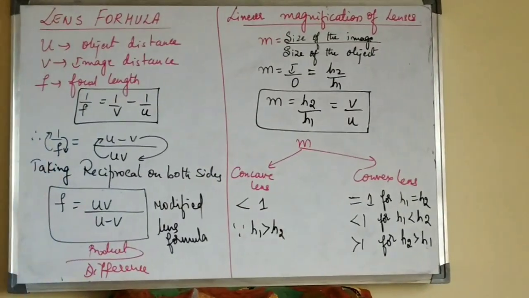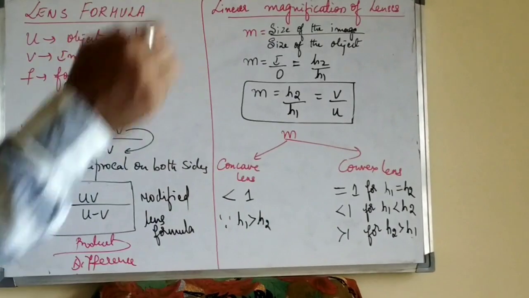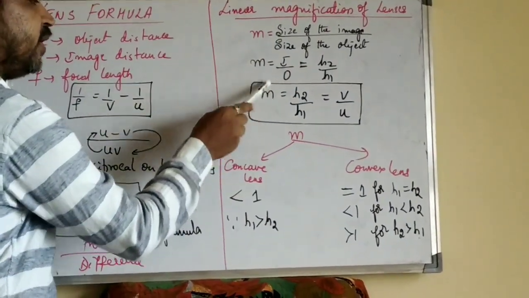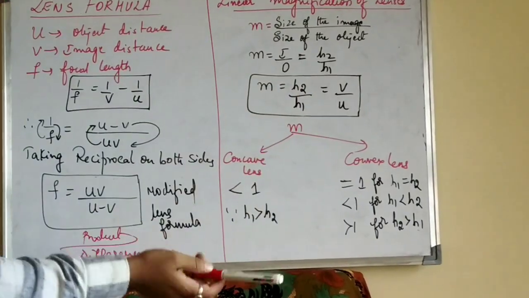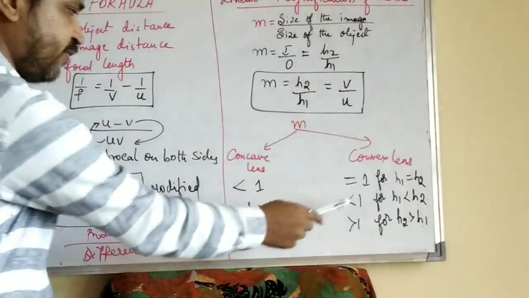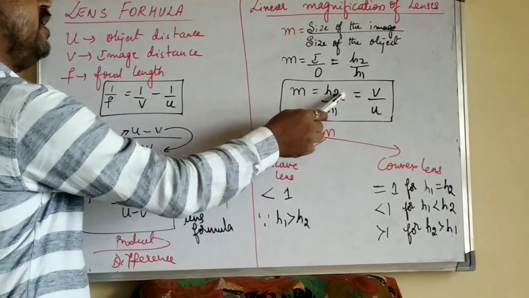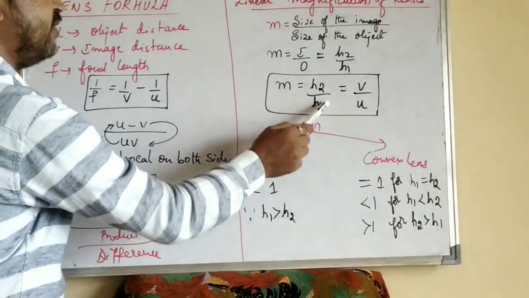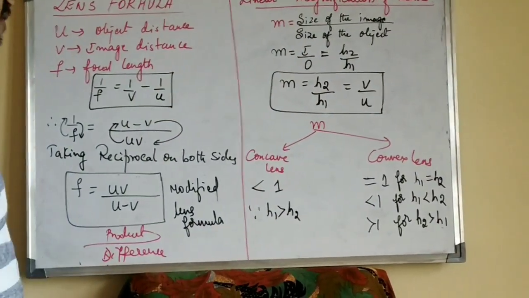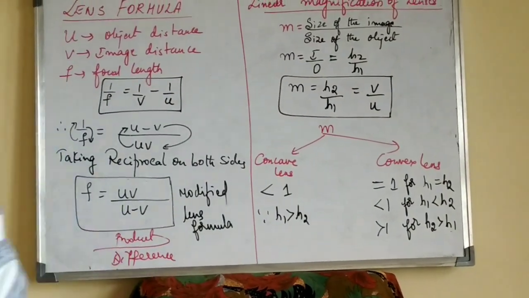Now in a convex lens, since we have 6 cases and different sizes of the object and of the image, we have to see three different cases. One is when this magnification factor becomes 1, when H2 is equal to H1, which means the size of the image is equal to the size of the object. Then m is equal to 1. That is the first case. Now, m becomes less than 1 when H1 is greater than H2. And when H1 is less than H2, which means the size of the object is less than the size of the image, then the magnification is greater than 1.